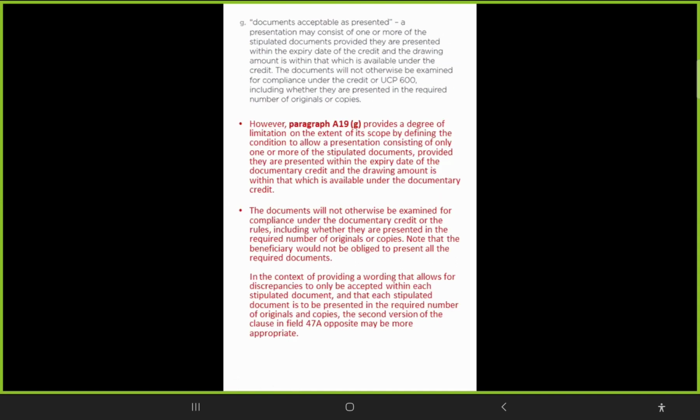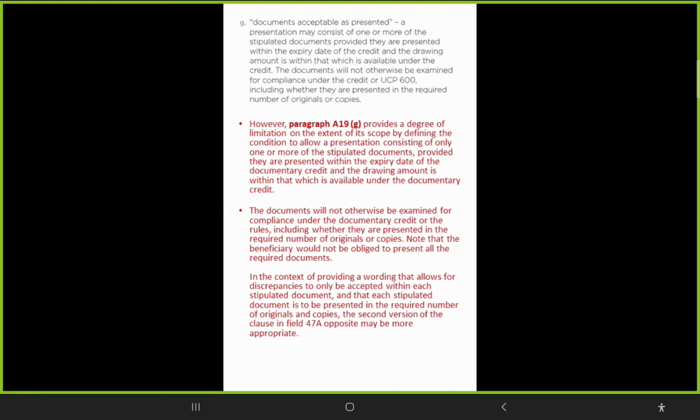Final one is documents acceptable as presented. A presentation may consist of one or more of the stipulated documents, provided that they are presented within the expiry date of the credit, and the drawing amount is within that which is available under the credit. The documents will not otherwise be examined for compliance under the credit or UCP 600, including whether they are presented in the required number of originals or copies.